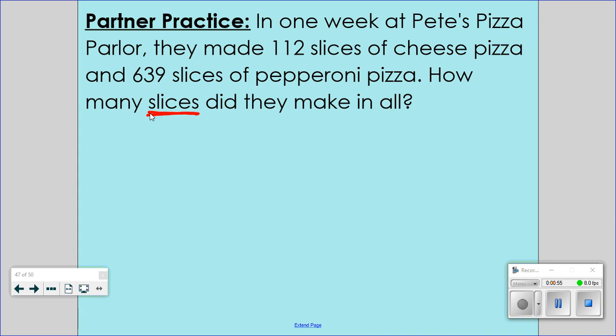At the top of your board, I want you to restate that question. Write an answer sentence. How many slices did they make in all? You flip it. Leave a space for your answer. All right, we've got our answer sentence. Draw your bar.